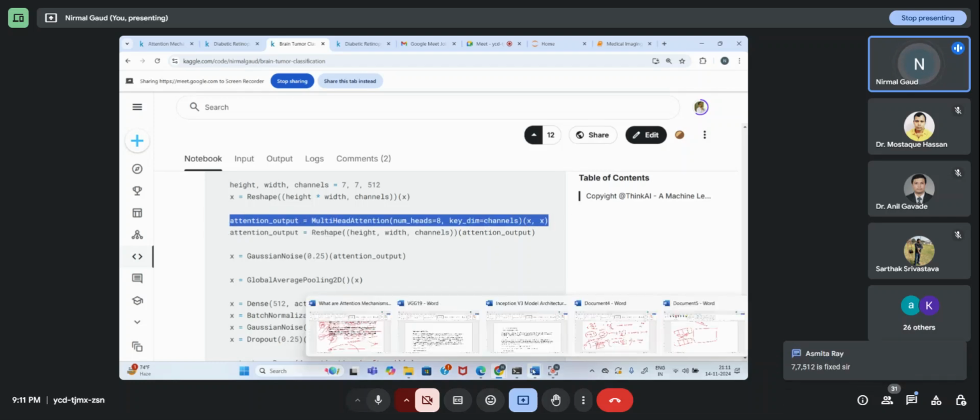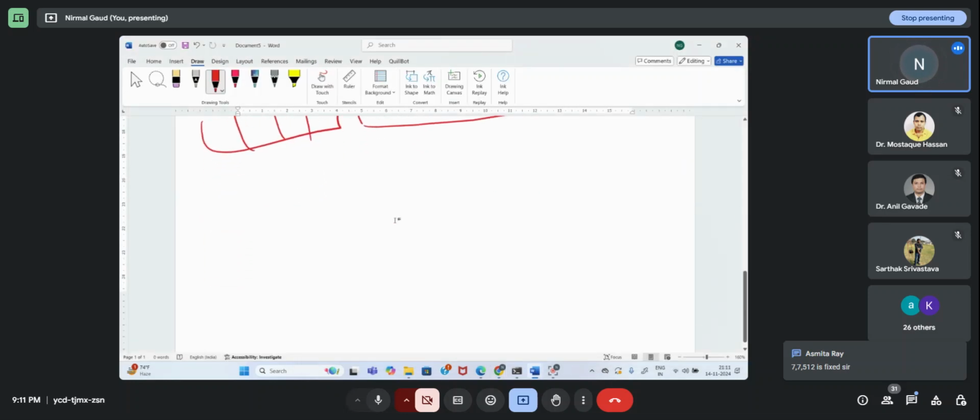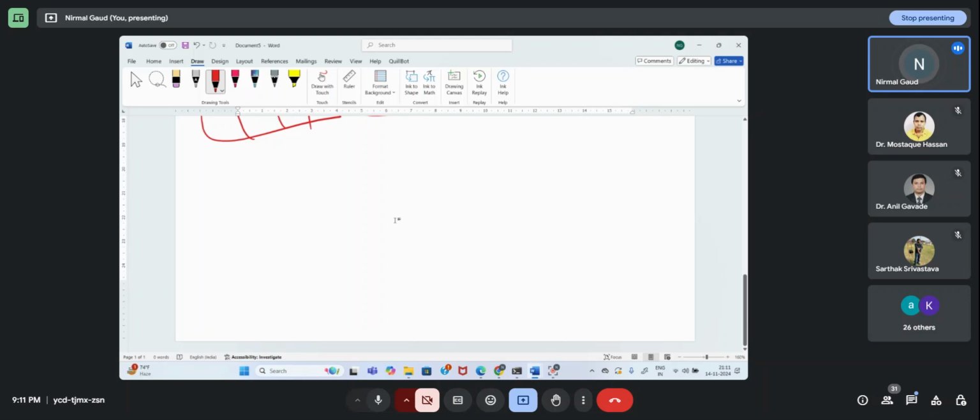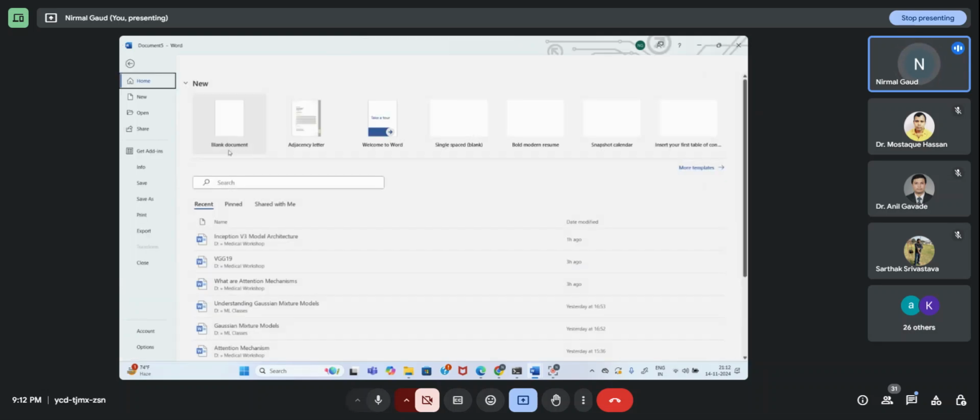Now see, sir, please tell us the maths. You have shown the code, sir. Please tell us the maths, how this is working on VGG16. Okay, let me tell you the maths also. Let's get started with a fresh page.